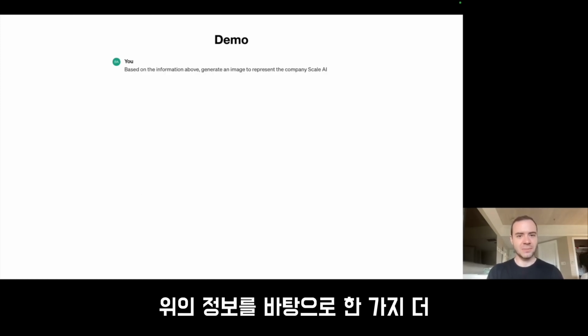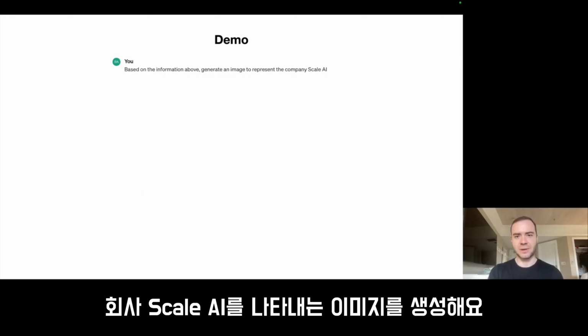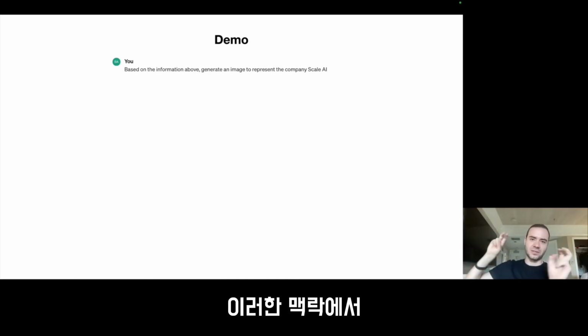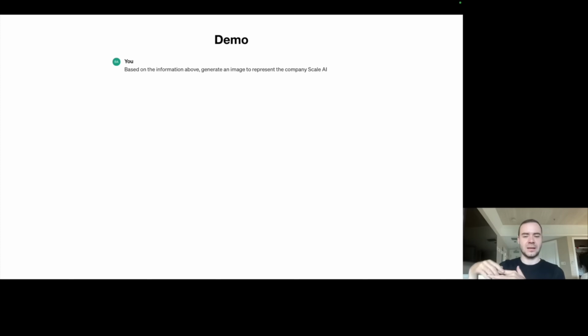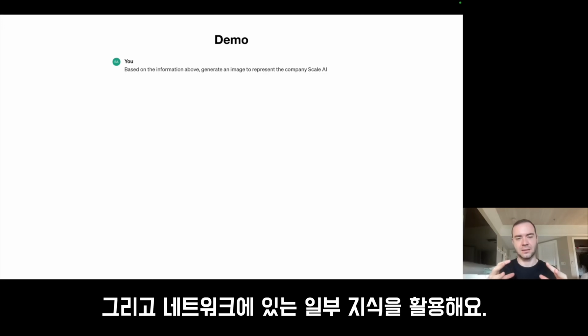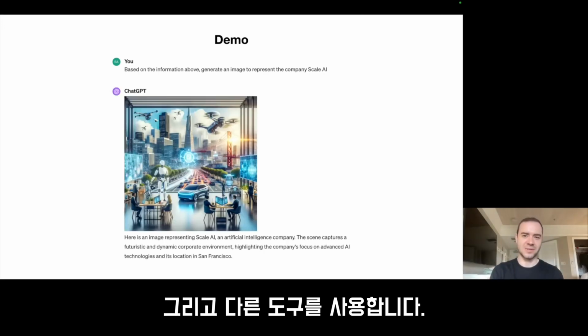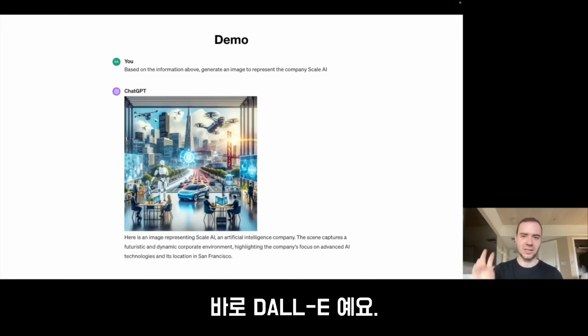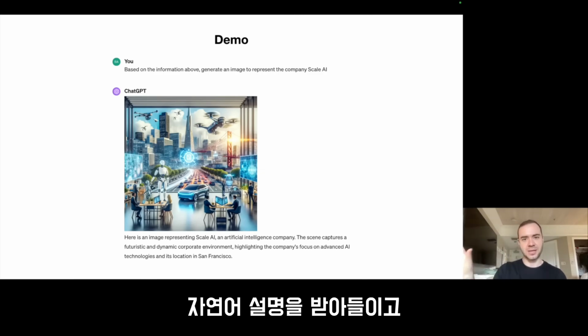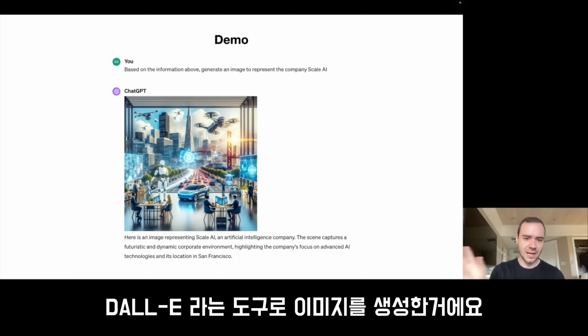One more thing: based on the information above, generate an image to represent the company Scale AI. So based on everything that was above it in the context window of the large language model, it understands a lot about Scale AI. It might even remember some of the knowledge that it has in the network. And it goes off and it uses another tool. In this case, this tool is DALL-E, which is also a tool developed by OpenAI. It takes natural language descriptions and generates images. And so here, DALL-E was used as a tool to generate this image.